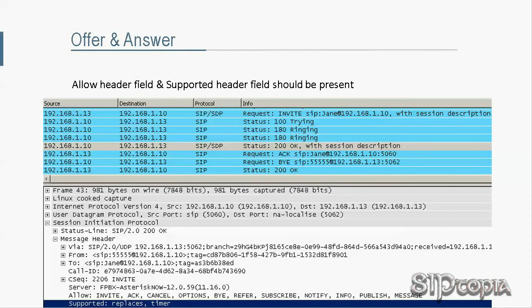Now, just for the record, this is the B timer that's equal to 64 multiplied by T1, another timer, which will be discussed in one of the upcoming tutorials. If the timer expires, the UAS does not send an error response, it sends a BYE request.